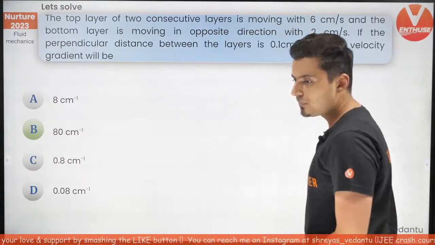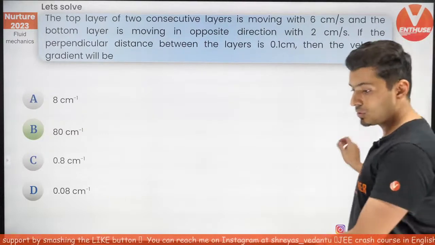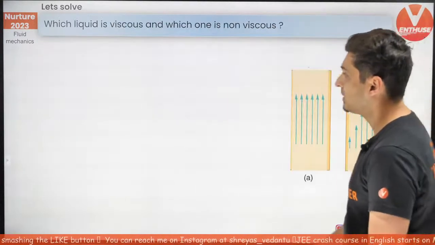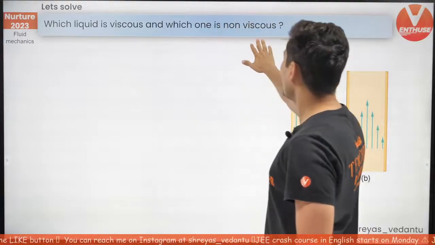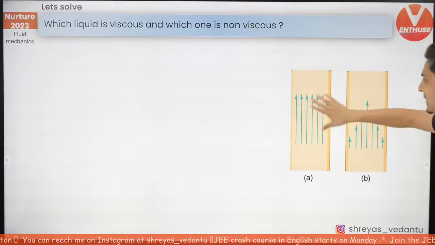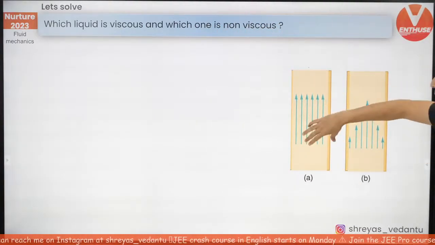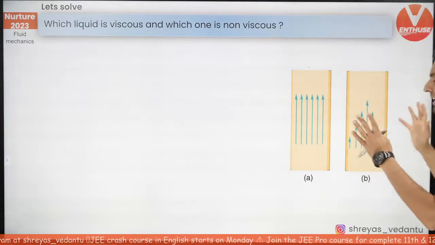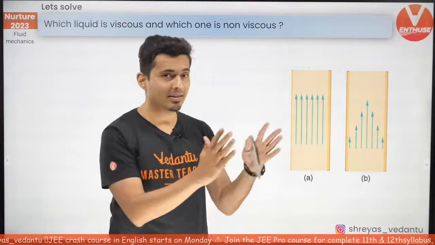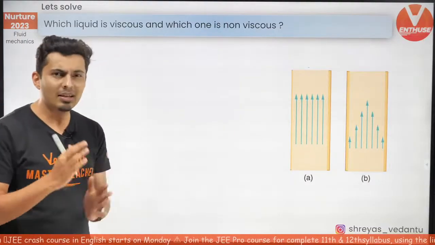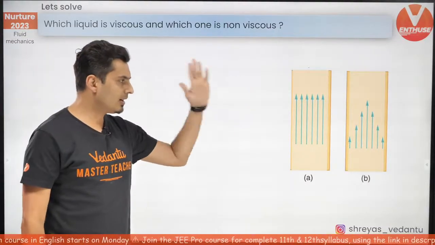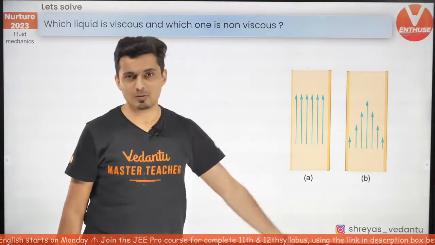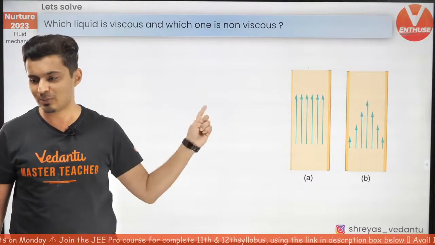Perfecto. Okay, so here's the next question. Let's go to the next one coming up on your screen. Which liquid is viscous? Which one is not viscous? Look at the layers. This is a pipe and this is also a pipe. Look at the streamlines and gauge which one is viscous, which one is non-viscous. Think about it closely. Figure it out. One of them could be viscous, one of them is non-viscous. A is viscous or B is viscous.